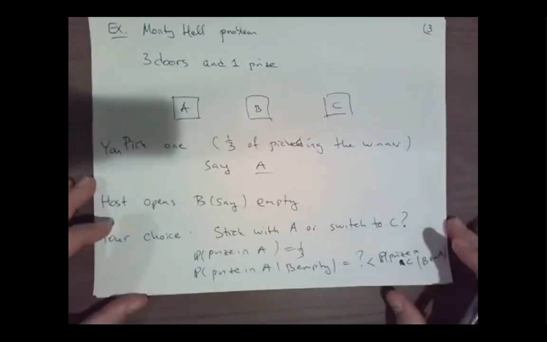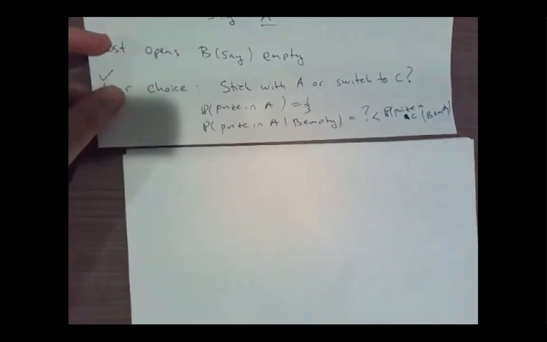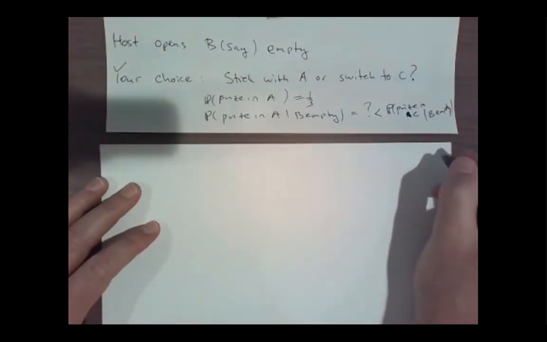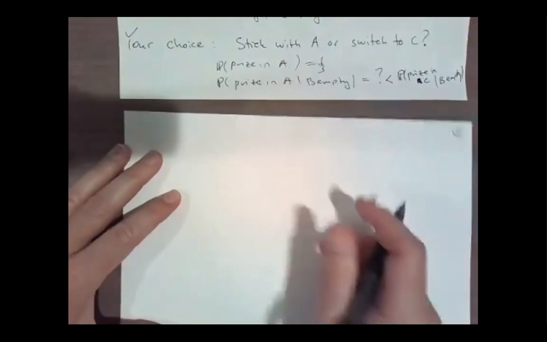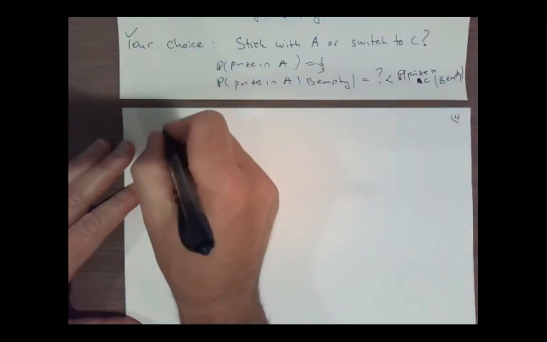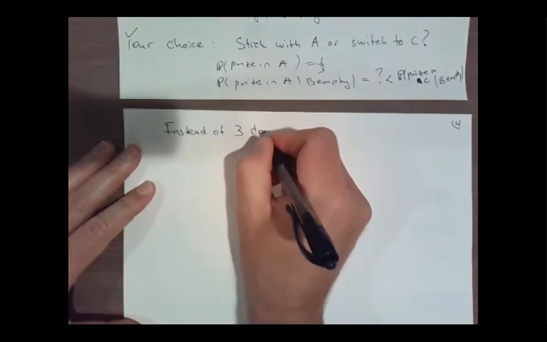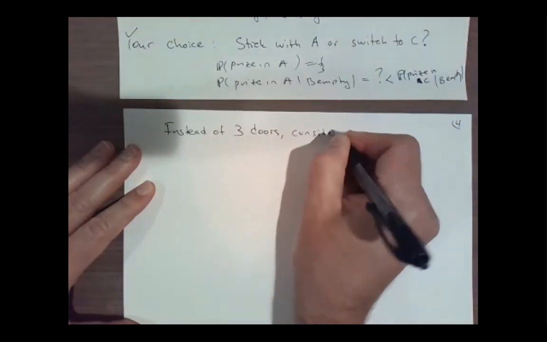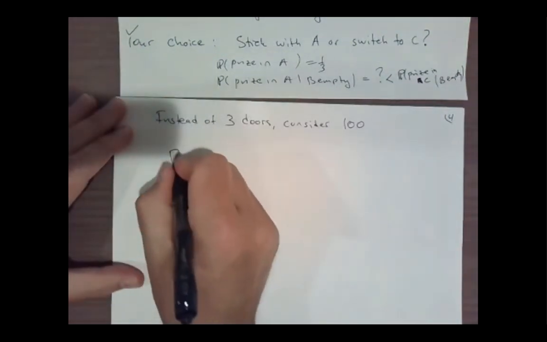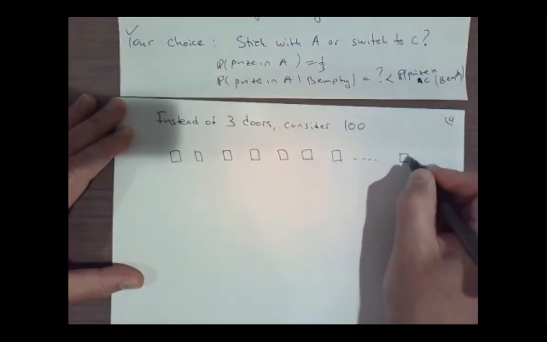For those of you that haven't seen this before, there are versions of this being used also in screening for jobs. The easiest way that I know to convey why we might want to switch is to look at more outrageous ideas. So if you, instead of 3 doors or boxes, consider, say, 100. Right, so I'll line up my 100 boxes. And you pick one.